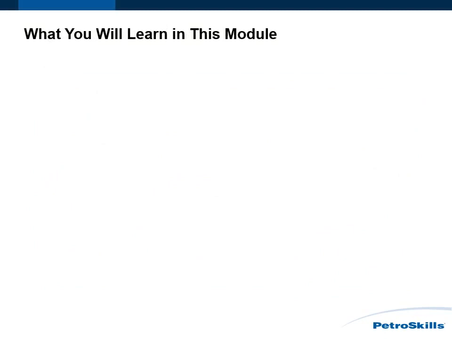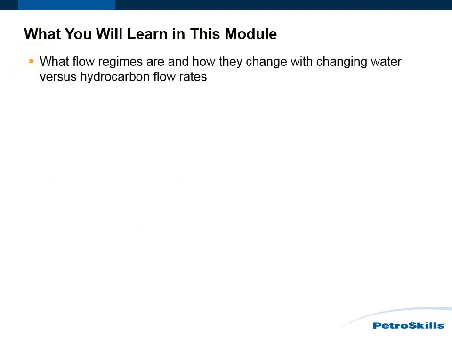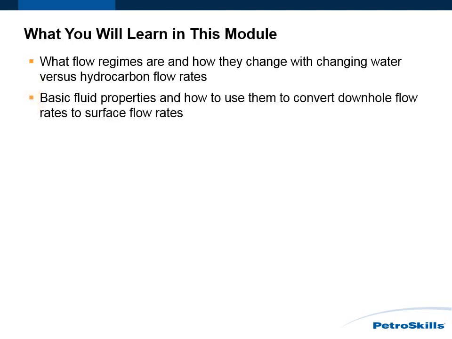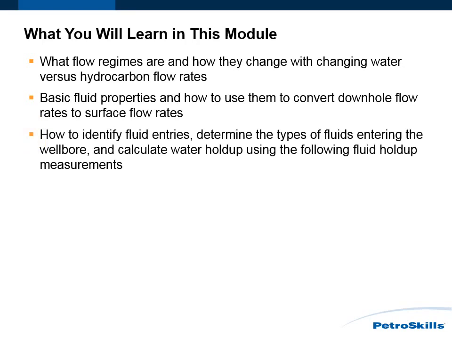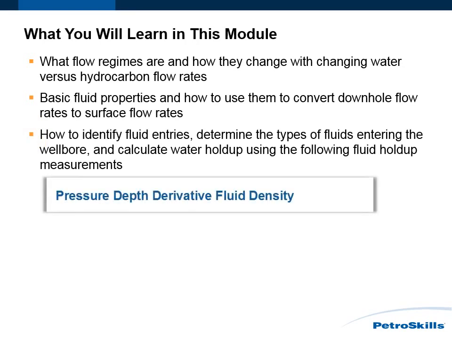In this module, you will learn what flow regimes are and how they change with changing water versus hydrocarbon flow rates, basic fluid properties and how to use them to convert downhole flow rates to surface flow rates, how to identify fluid entries, determine the types of fluids entering the wellbore, and calculate water holdup using the following fluid holdup measurements: pressure depth derivative fluid density, differential pressure fluid density, capacitance, focused gamma fluid density, non-focused gamma count rate, and backscattered gamma gas holdup measurements.